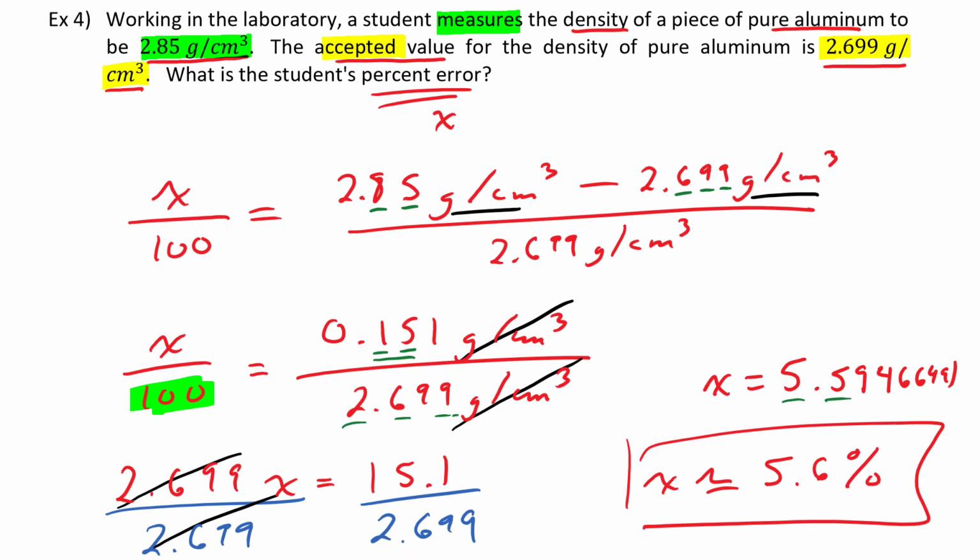Notice I haven't put in the absolute values. In some classes, they say when you work with percent error, it's always going to be a positive number because you put absolute values on the top, right here and here.